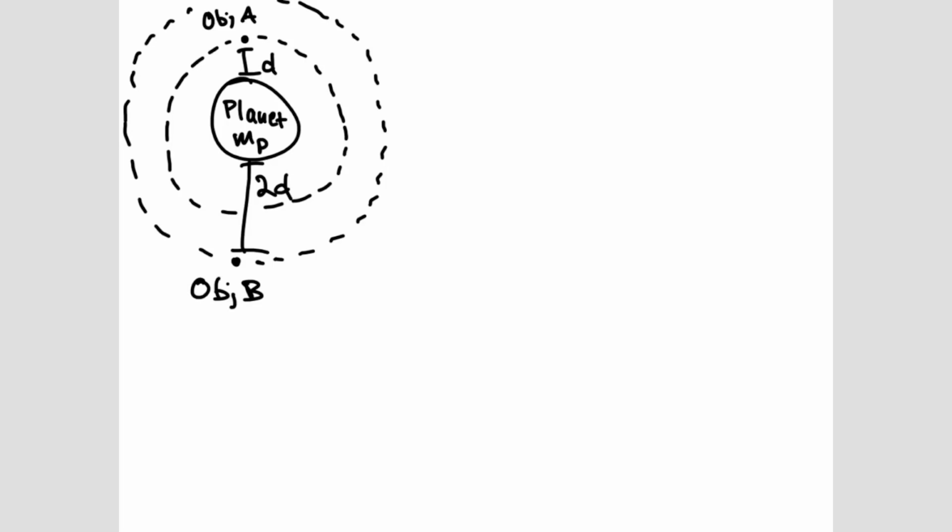But let's say object B also has half of the mass. So let's give object B a mass of uppercase M. So then object A, which has twice the mass, has a mass of 2m. How does the force of gravity on these two objects compare?